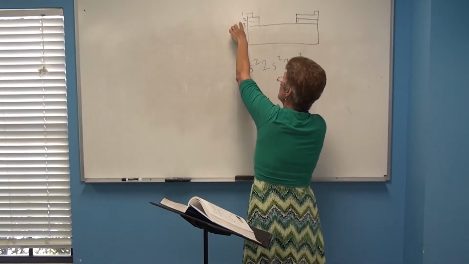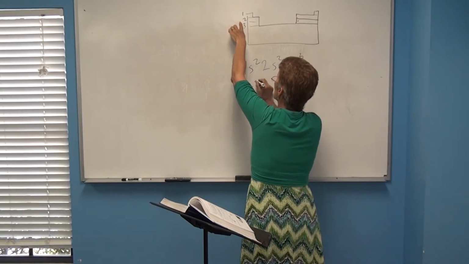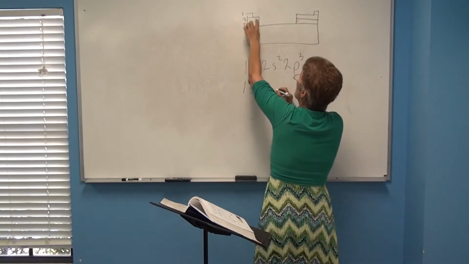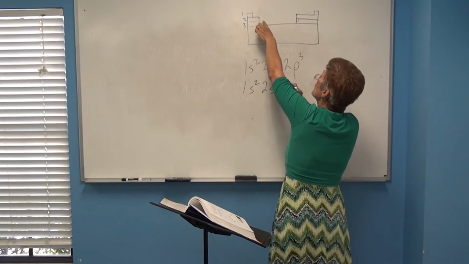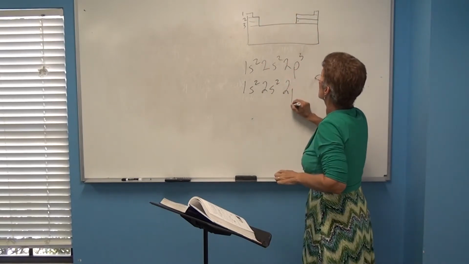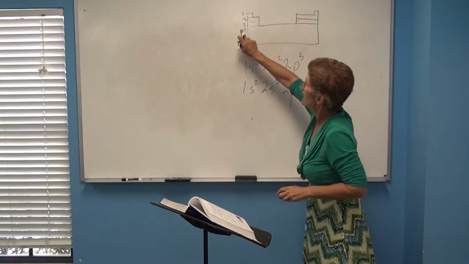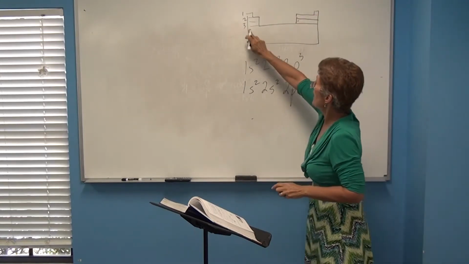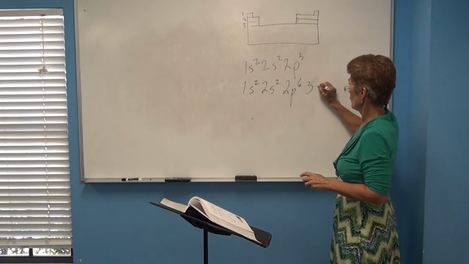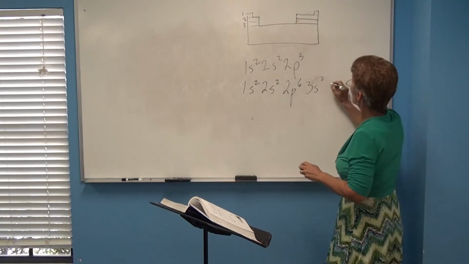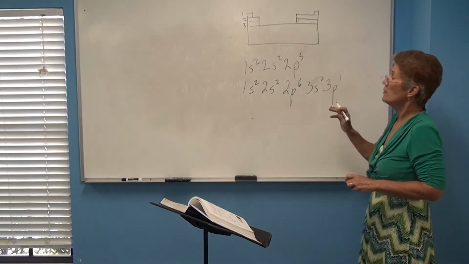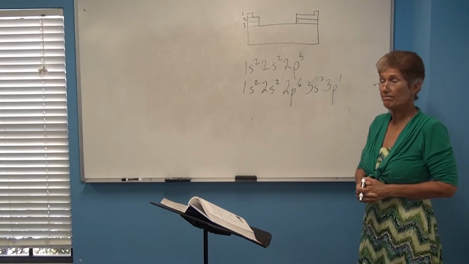I'm just going to make it so you can see it better, I hope. 1s2, 2s2, 2p6, because we went all the way across. Remember, there's 6 spaces there. Now we're down here, 3s2. And we're right there in the 3p, but there's only one, so it's going to be a 3p1.